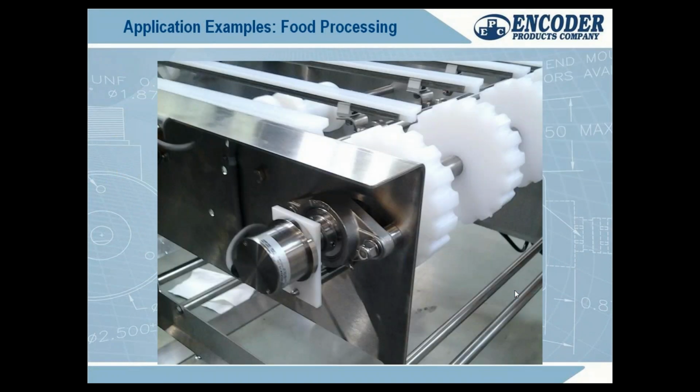Food processing. Considerations if anybody's in food: stainless steel, right? IP67, IP69K are big. We offer products with both those. A lot of manufacturers out there do now. I recommend shafted encoders wherever possible. This is an example of a shafted encoder.